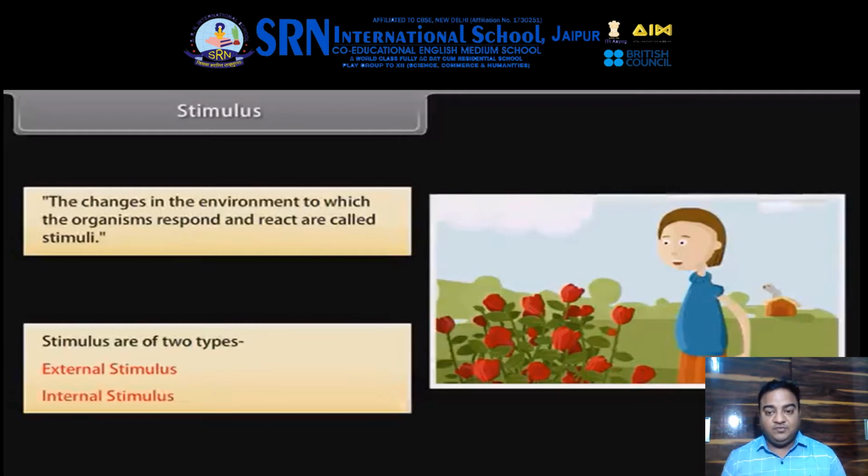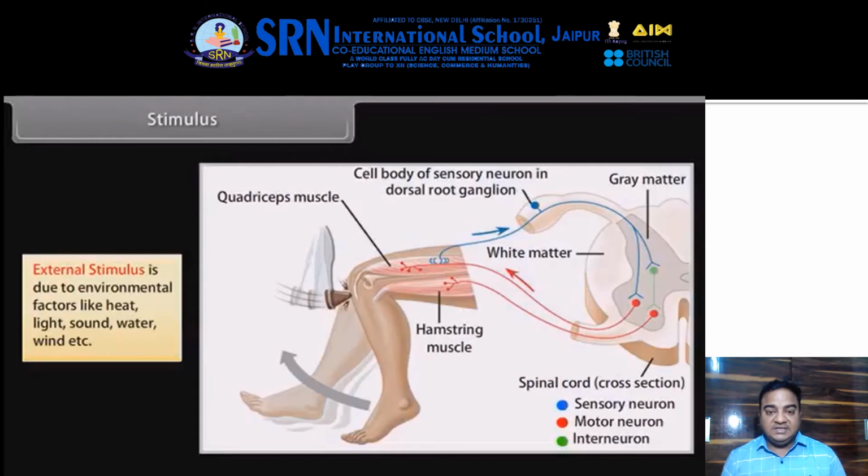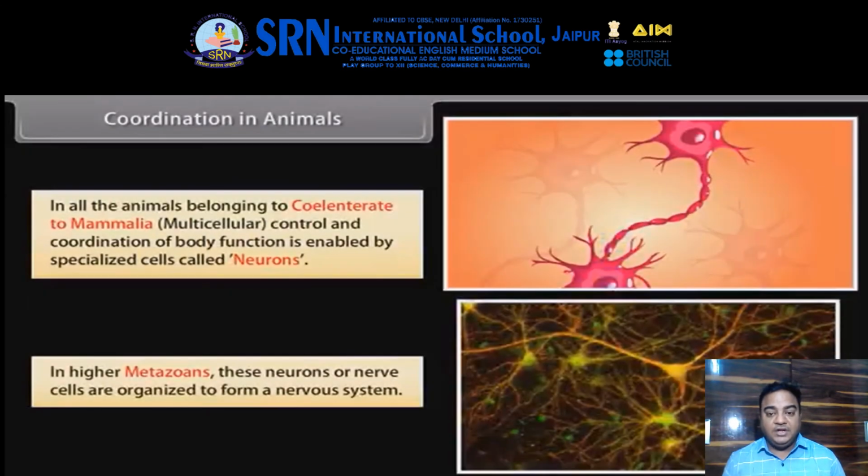So the stimuli can be of two types. It can be an external stimulus or it can be an internal stimulus. Here you can see that a hammer is being struck on the knee of a person, because of which there is a stimulus in the brain and muscles and the leg is jerking. So this is an example of an external stimulus. An external stimulus is due to environmental factors like heat, light, sound, water, wind, etc. Here in this diagram we can see that the movement of the muscle because of the stimulus is a response of the person.